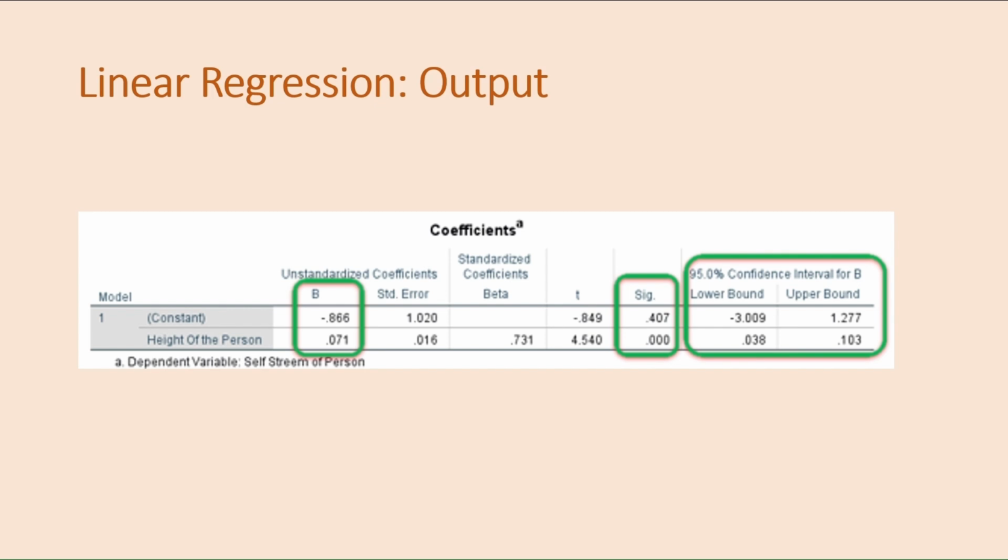The fourth table shows the coefficients. Here we have two types of beta coefficient: unstandardized coefficient and standardized coefficient. We check the unstandardized coefficient. The constant value beta naught is equal to minus 0.866, and beta 1, for the height of a person, is equal to 0.071. Here the significance value is 0.001, which means self-esteem increases significantly by 1 unit when we increase height, and the confidence interval also shows the significance.